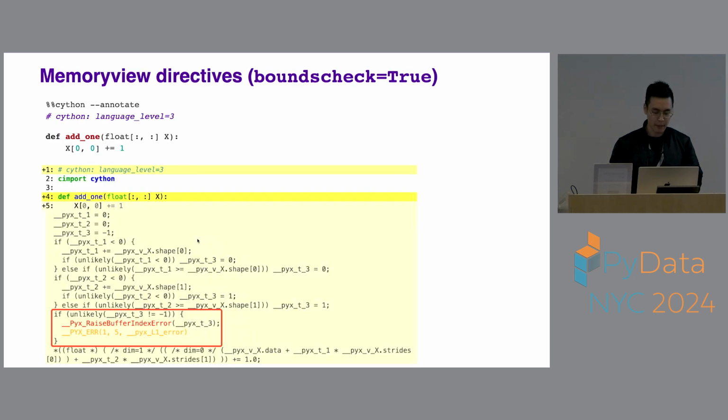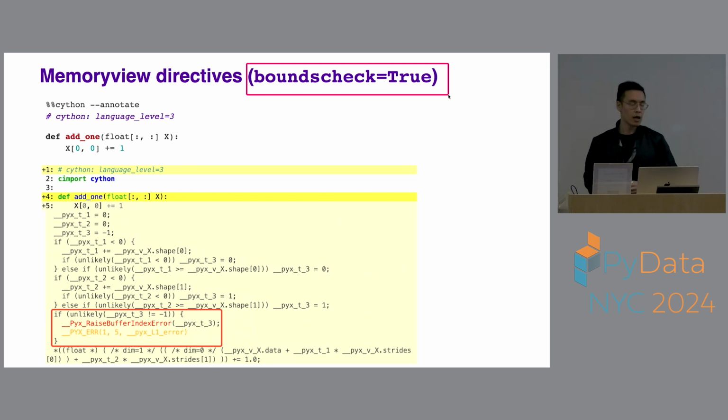The first one is boundscheck equals True. This is the default. This is when you have an array and you pass an index that is not in bounds. Cython will do this check for you, and that adds overhead.